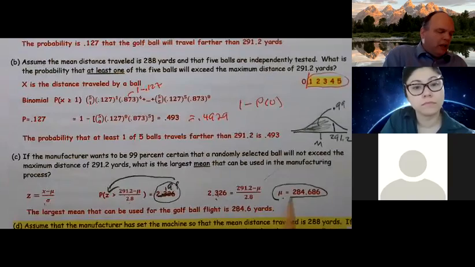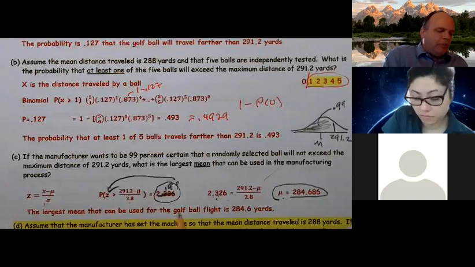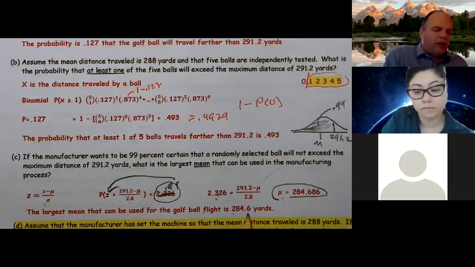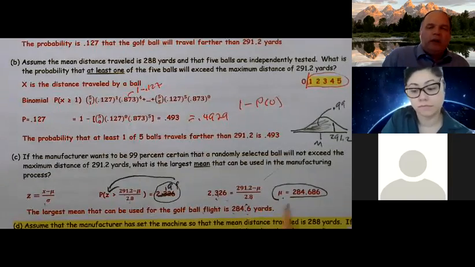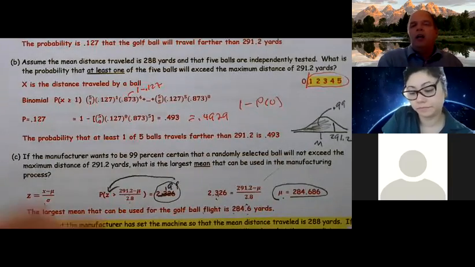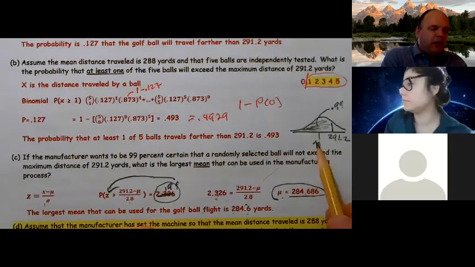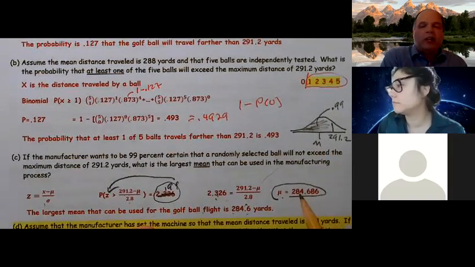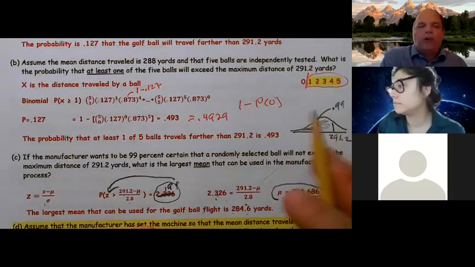So the largest mean that can be used for the golf ball flight is 284.6 or 284.7. If you round, either way is going to be fine. And that should be my mean here. If I have anything greater than that, it's going to travel too far.